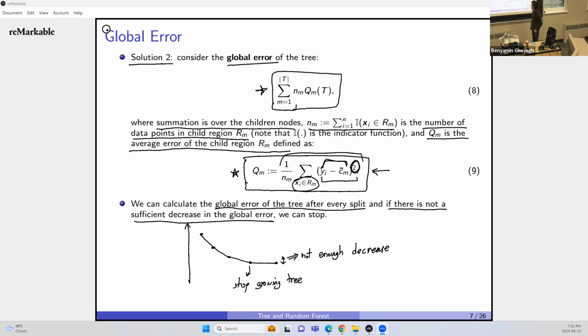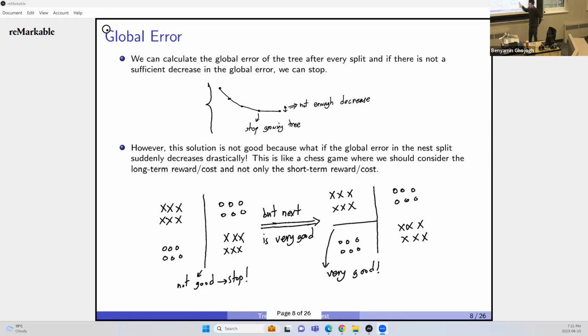As you see in this analysis, it's a bit related to reinforcement learning. So what do we say? Here, the solution is not good because what if the global error in the next split suddenly decreases drastically?